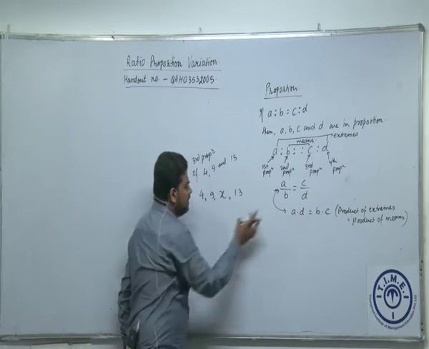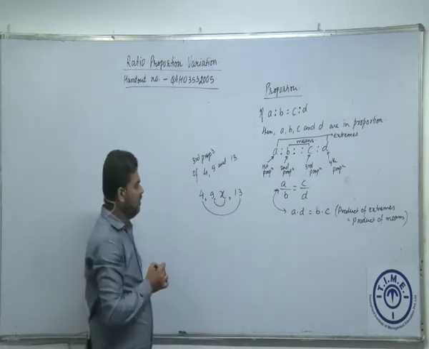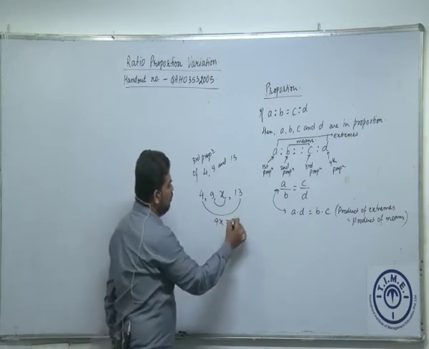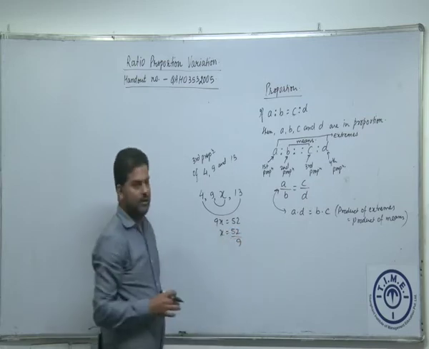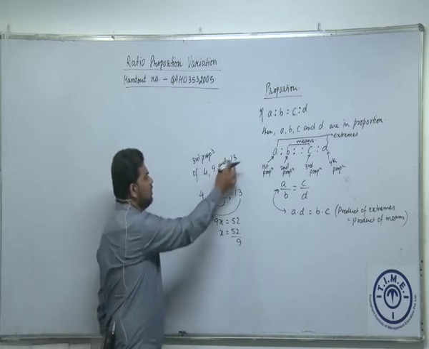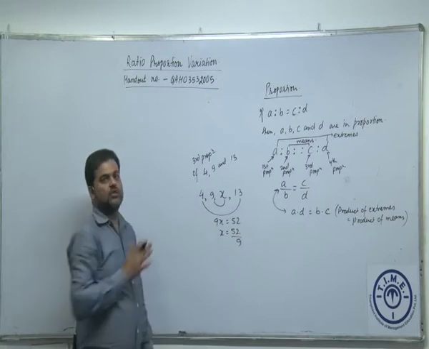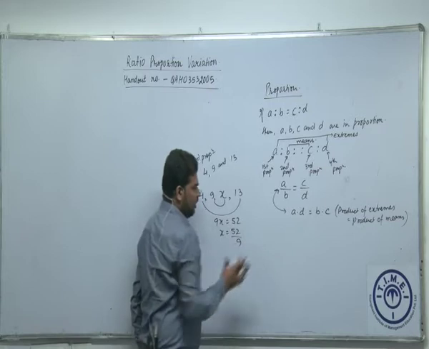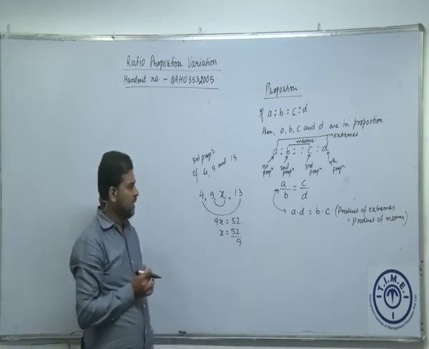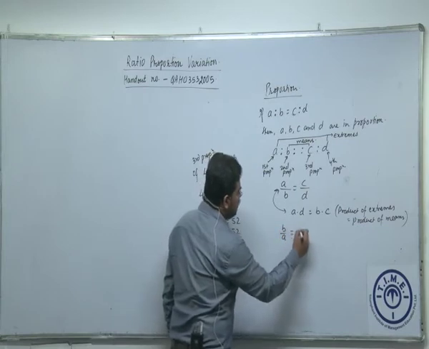So from this, can I say product of extremes must be equal to product of means, right? So can I say 9x is equal to 13 into 4, which is 52. So what is x? x is equal to 52 by 9. So the third proportional of these numbers is 52 by 9. So using this, we can find any missing proportional if three proportionals are given. Okay. So this is one property: product of extremes is equal to product of means. Can I also say that B by A is equal to D by C?